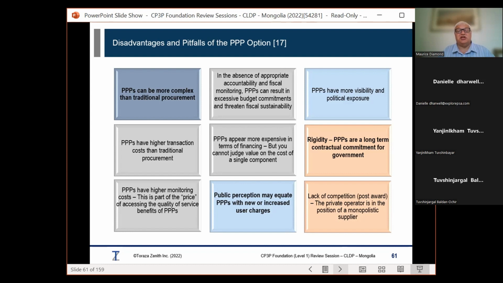So we've got rigidity, we've got lack of competition, we've got other particular failures here, which I'm not going to read out now. I'm just going to give you a minute or two to have a look at those.